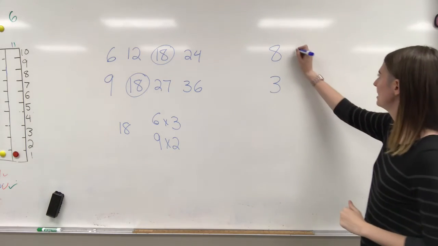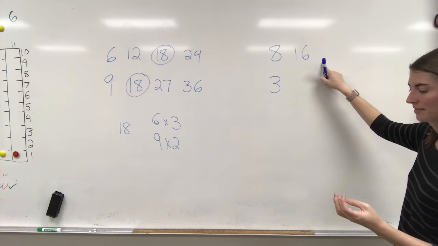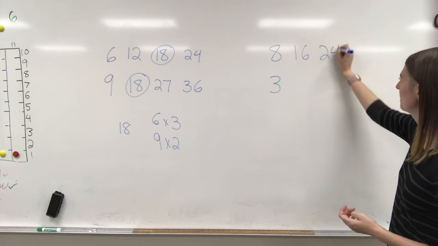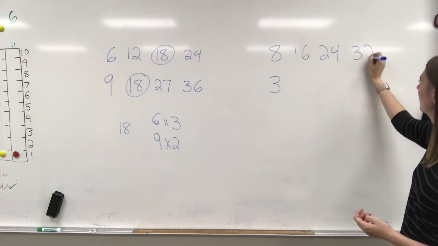So 8 plus 8 gives me 16. 16 plus 8 gives me 24. 24 plus 8 gives me 32.